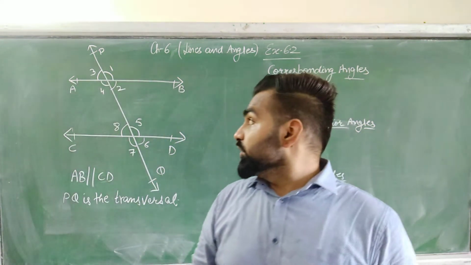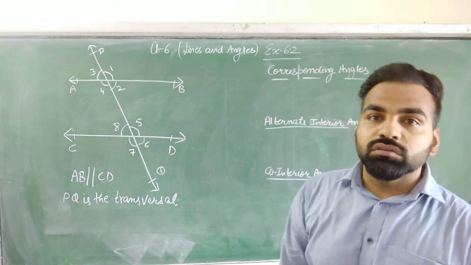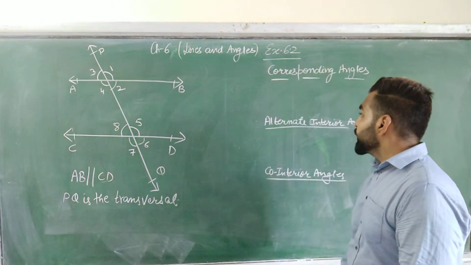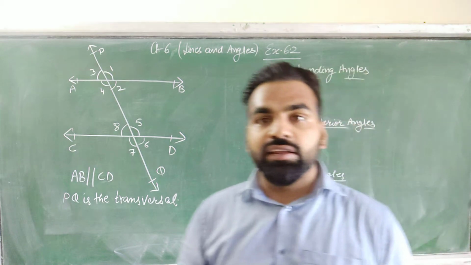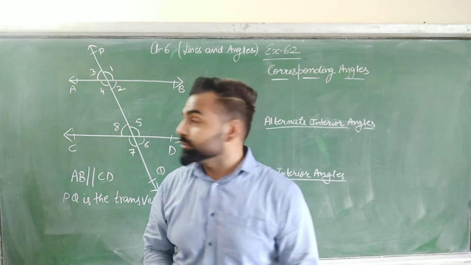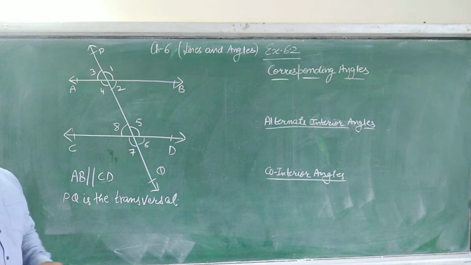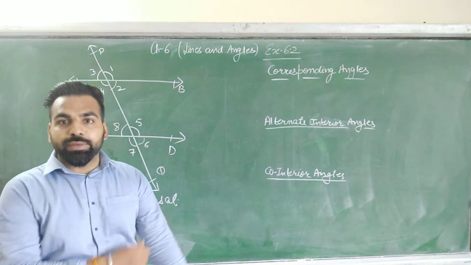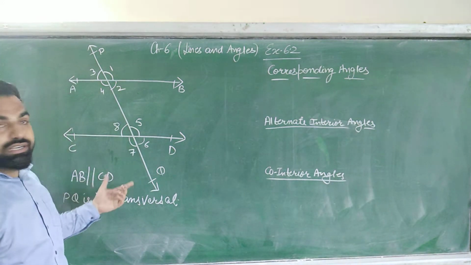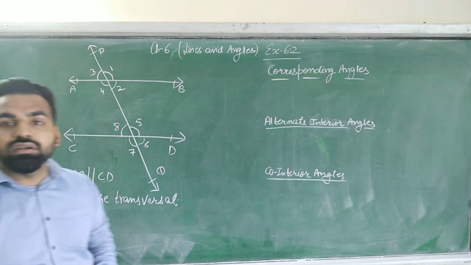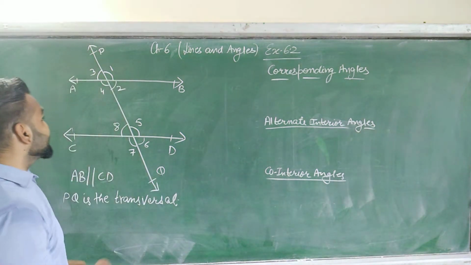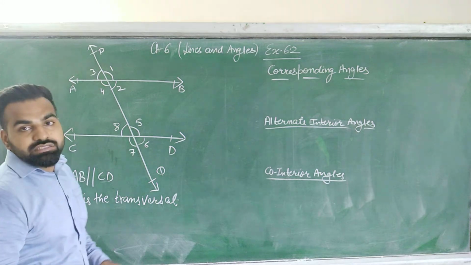Hello everyone. So in this video we will talk about three types of angles: corresponding angles, alternate interior angles and co-interior angles. To understand that, let us assume there are two lines AB and CD which are parallel. So AB is parallel to CD and PQ is a transversal. Here we can see that there are a total of 8 angles.